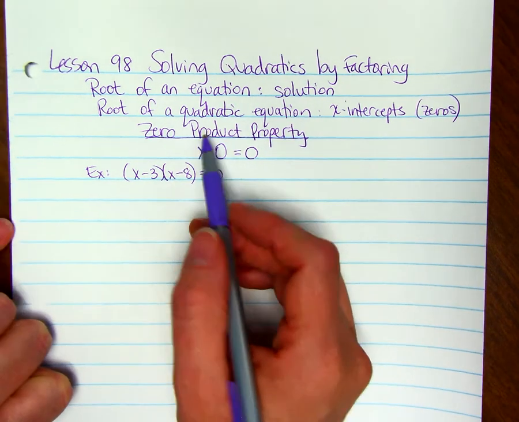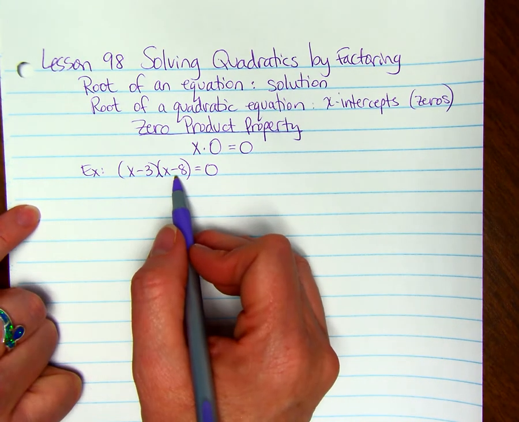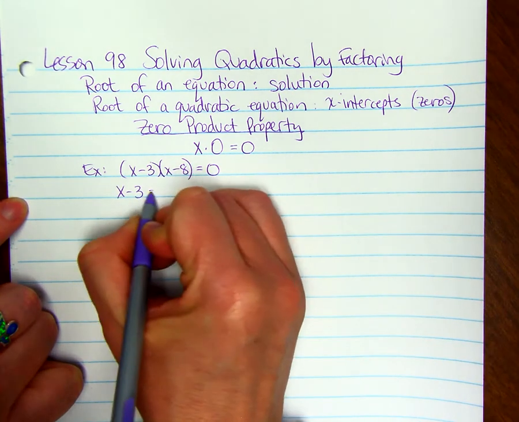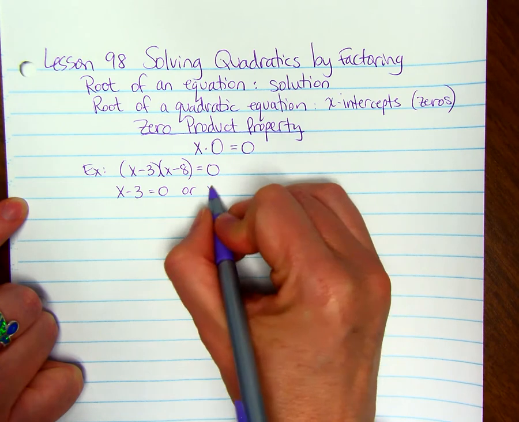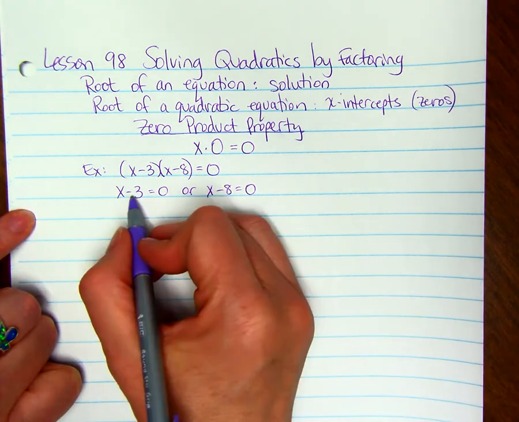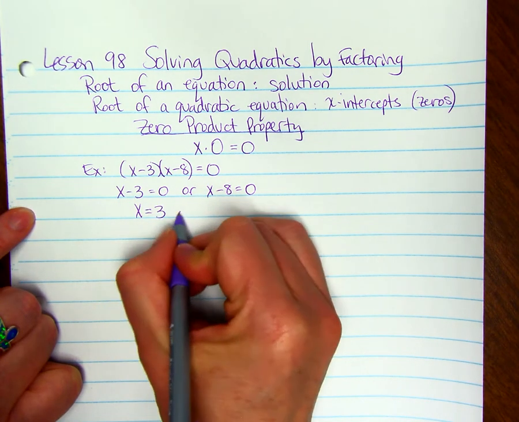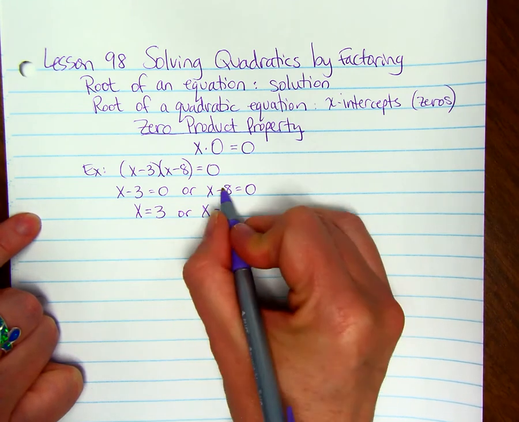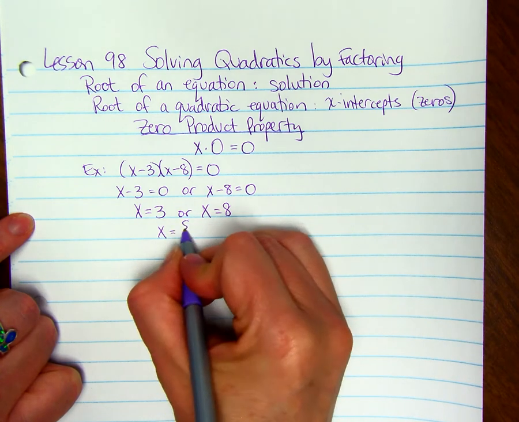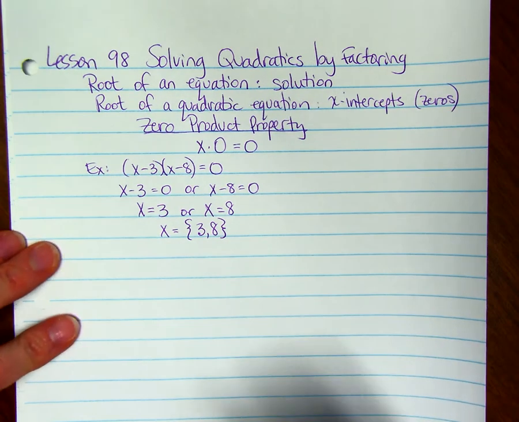By the zero product property, we know that either x minus 3 has to be 0 or x minus 8 has to be 0, because the only way to get 0 is to multiply by 0. So we're going to say, well, x minus 3 equals 0 or x minus 8 equals 0. If we solve for x, here we'd add 3, so x is 3, or here we'd have to add 8, so x is 8. So our solution is x equals, and if you put it in braces, it shows that it's a set. The set of these two numbers, 3 and 8.